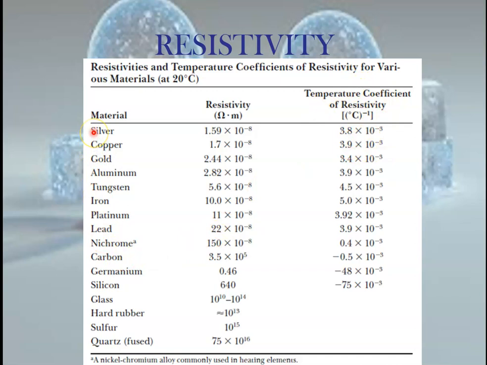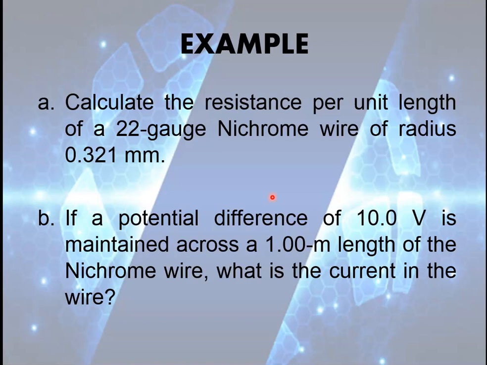So, for example, silver here has this value of resistivity. Copper has a value of this, and so on. So that was resistivity. Right. So I have two examples here.